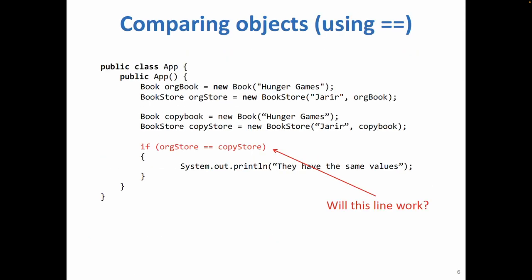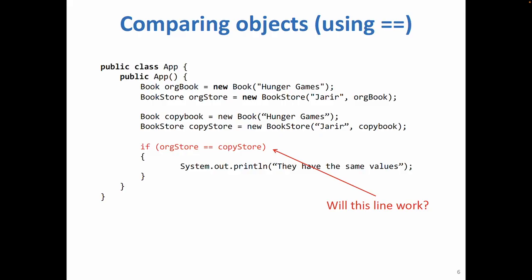And again, for this comparison, some of these topics are already covered, so I will move a little bit fast. Let's go over this code. We first create a book object with some title, and then we create a bookstore with some title, and the bestseller book is given like this. And then we create another book object, and then another bookstore with the same title and the same bestseller book. And then when we compare them with the double equal sign, will it work or not?